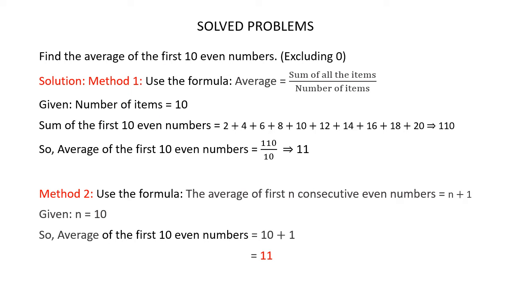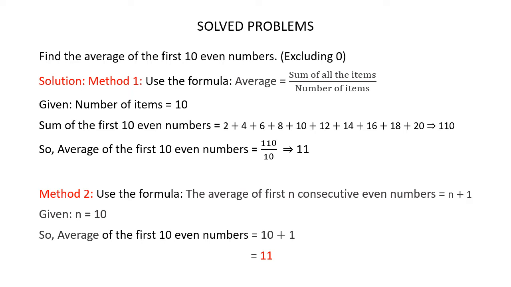Now the first 10 even numbers are 2, 4, 6, 8, 10, 12, 14, 16, 18 and 20. Now the sum of the first 10 even numbers is 110. So average of the first 10 even numbers is 110 divided by 10, which is 11.